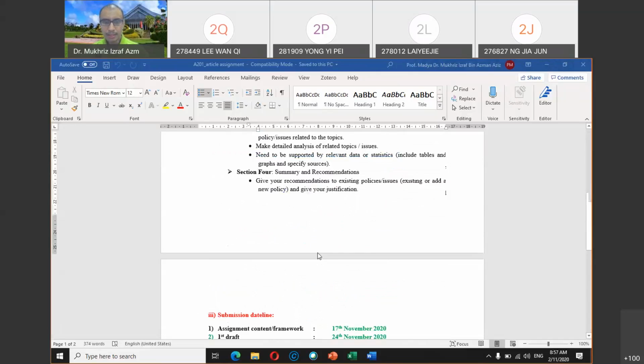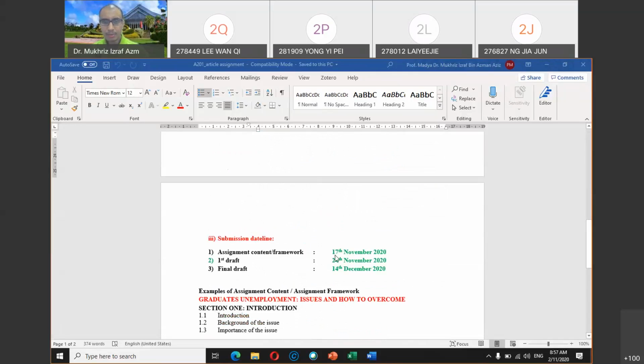So, the deadlines: you can go to your OL website. I've already created all of these 3 links in your OL. The assignment content framework, meaning your idea of how you plan to write your assignment, maybe 1 to 2 pages long, just the kerangka, the framework, meaning what you plan to write for the introduction. You can give it in bullet points, the main things that you plan to do. When you submit on the 17th of November, you must already have confirmed that you got the materials and resources, and every group agrees to do that particular topic.